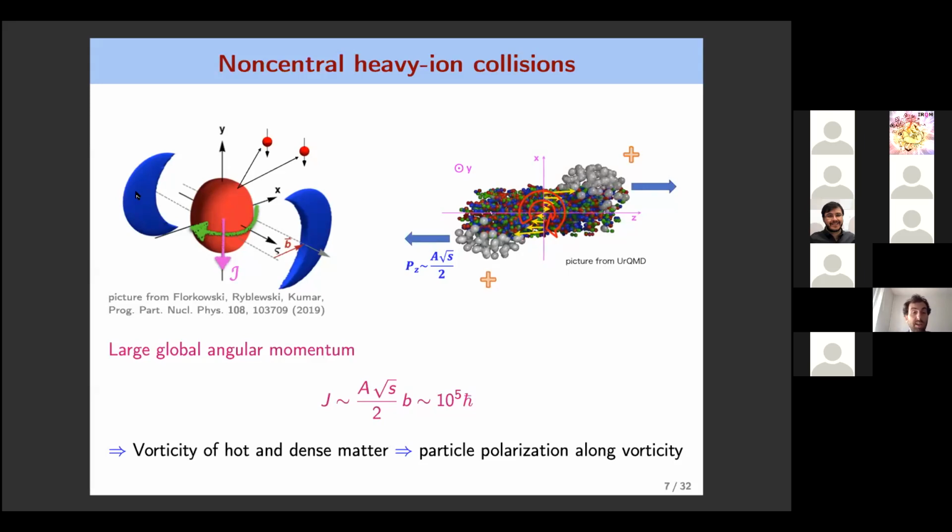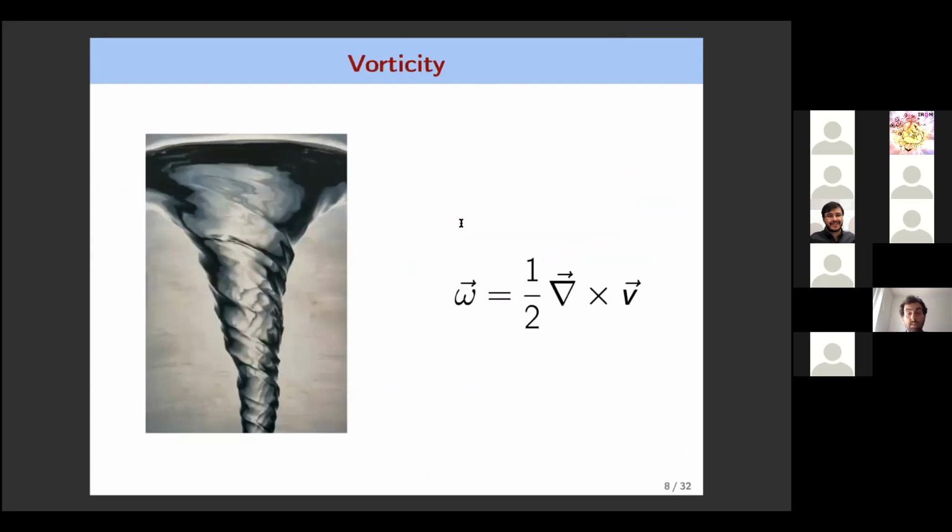This is basically a similar setup: we have a rotating medium and particles with spin, because the QGP has quantum particles inside, quarks and gluons, and these particles will align along the direction of the vorticity, or the direction of the angular momentum. The vorticity is a classical feature of the medium. One can also define vorticity for non-relativistic fluids, and the usual concept is the derivative of the fluid velocity.